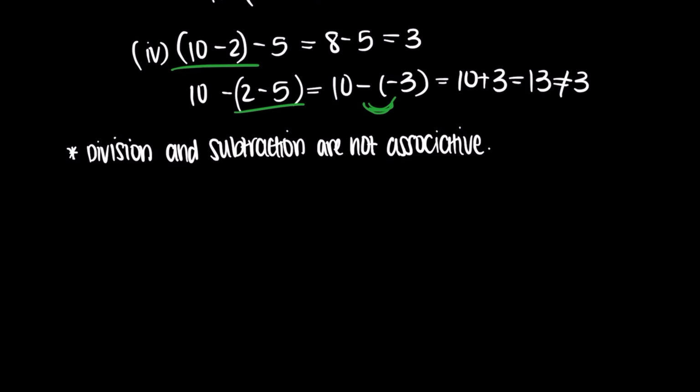And again, this is something we could have determined from the commutative property when we showed that the order of subtracting and dividing is indeed important.